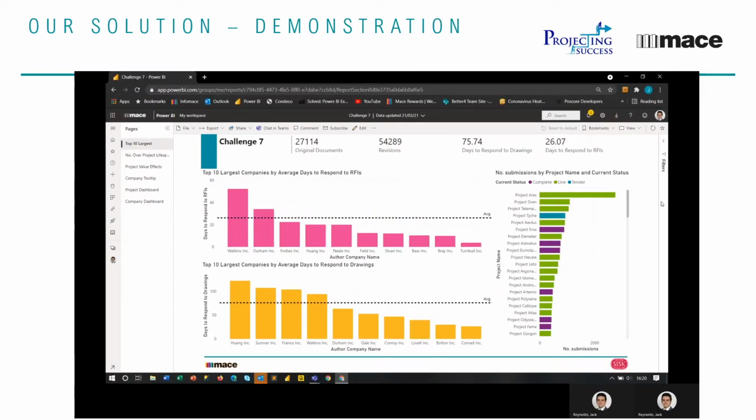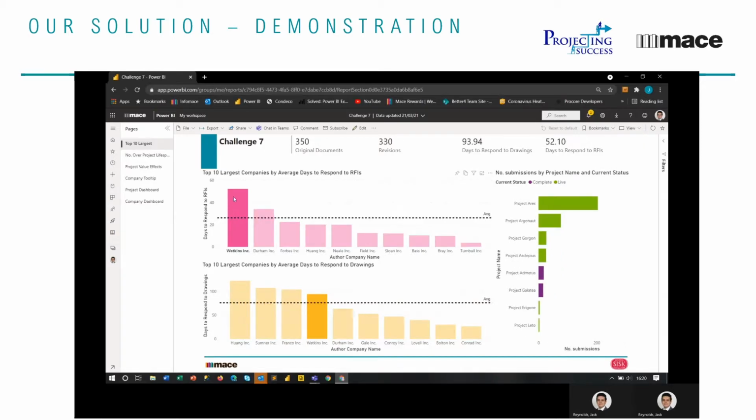So this is our Power BI dashboard for Challenge 7. This first page is for the CEO, and it shows the top 10 largest companies and their average time to respond to RFIs, which is here, and their drawings, which is here. So you can see that Watkins, for example, takes an average of 93 days to respond to drawings and 52 days to respond to RFIs. You can also see which projects Watkins is working on, and you can also see what other companies are working on those projects if you hover over.